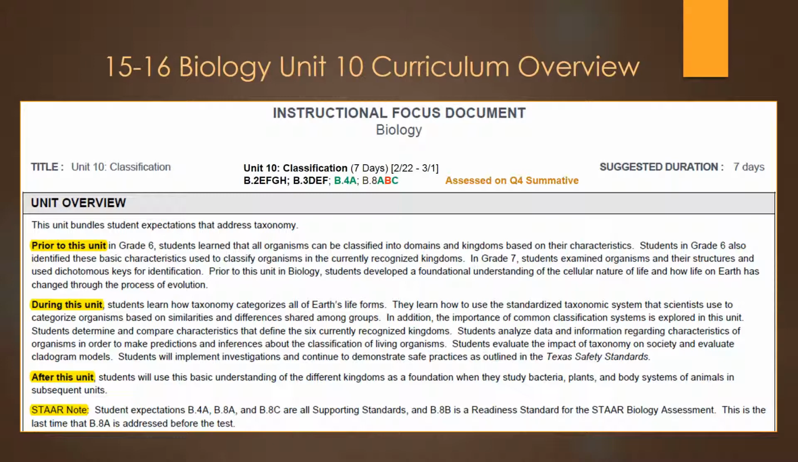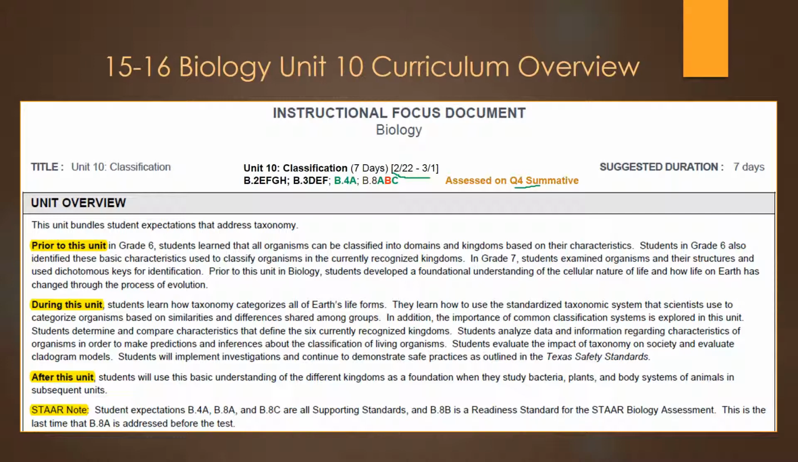Unit 10 classification will begin on February 22nd and go through March the 1st. For this unit, we have 7 days that have been allotted by TRS as well as on the GPISD YAG. This unit will not be assessed on a Q3 summative, it will be assessed on a Q4 summative.